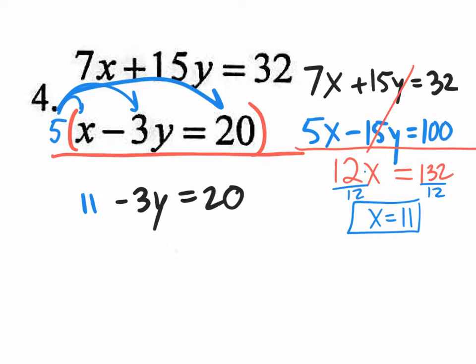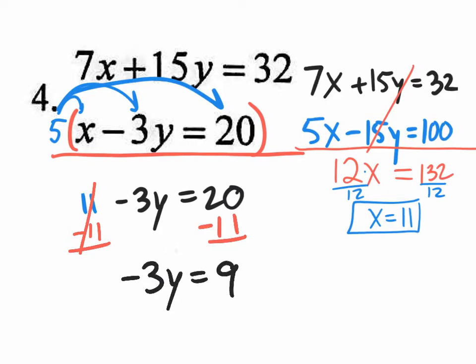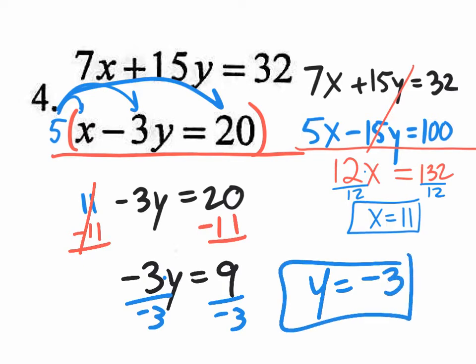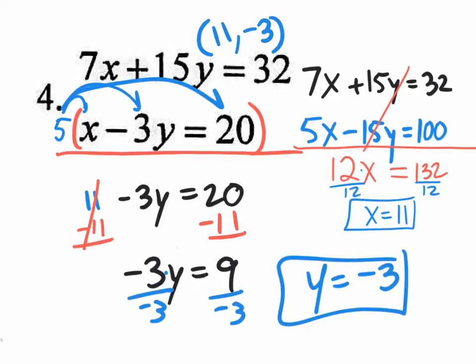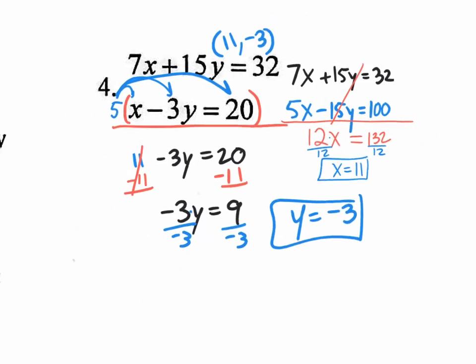So to get rid of that 11, I'm going to subtract 11. What you do to one side, you do to the other, subtract 11. You're going to have a new equation that reads -3y equals 9. And the final step here would be to divide by -3, y equals -3. 11 comma -3. There you go. If you had time, plug it back in, double check. You could use a calculator.